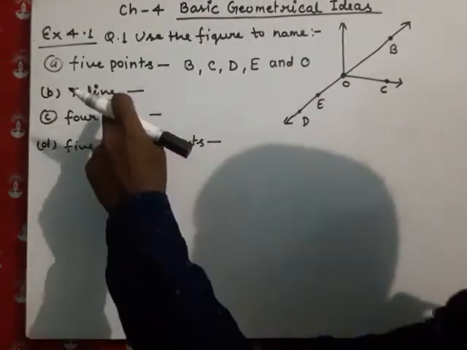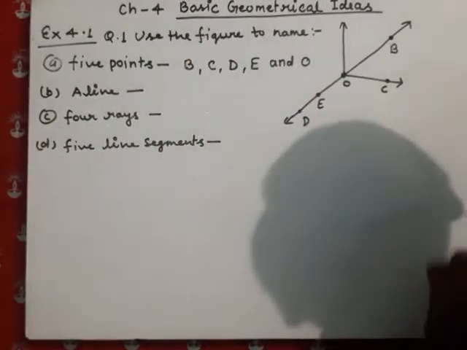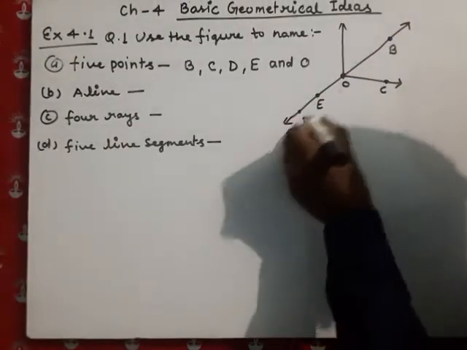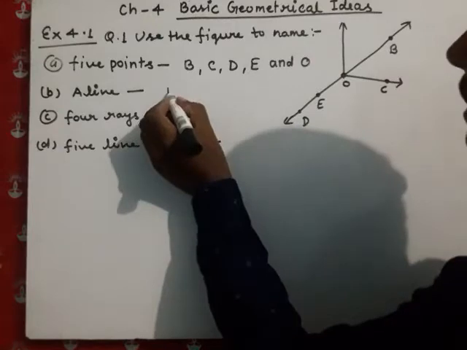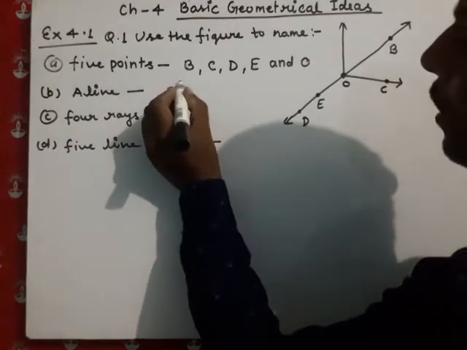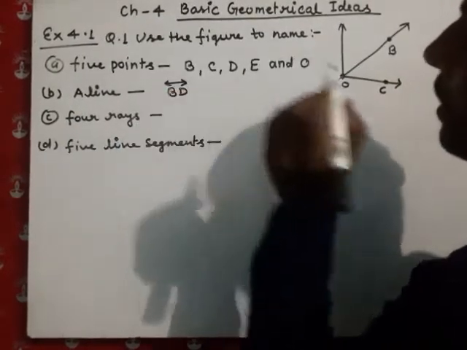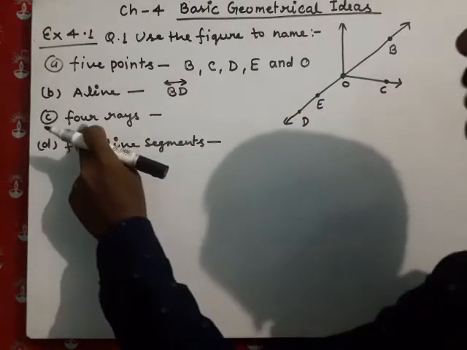Now the question is saying that we have to write down the name of a line. So here this one is only a line. So we have to write down the name of the line. We can write down BD and we have to use this symbol on the top of it. So now going to the C part.